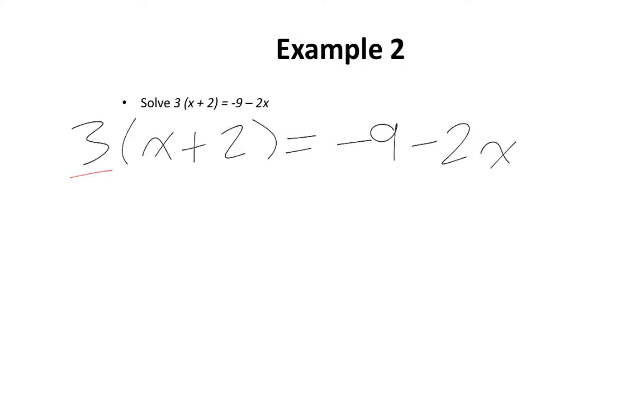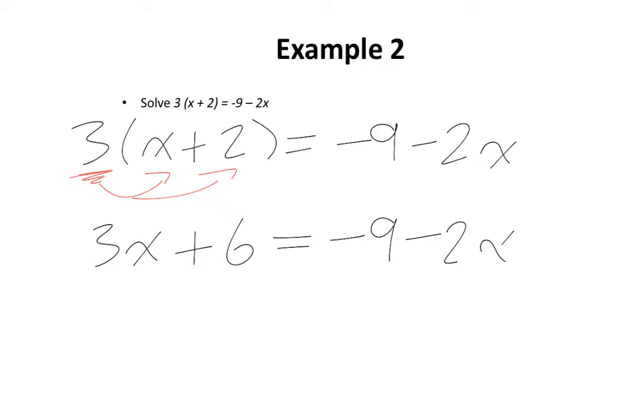As you can see, we have a number in front of brackets, which means we have to use the distributive property to distribute that positive 3 to everything in the brackets using multiplication. So 3 times x is 3x, and 3 times positive 2 is positive 6. And everything on the right side of the equation stays exactly the same since they are also unlike terms.